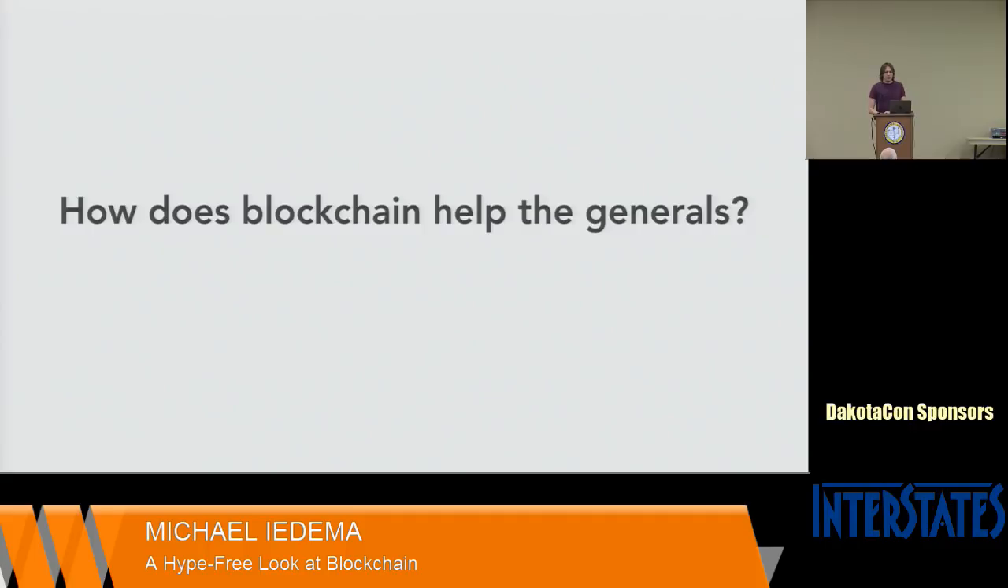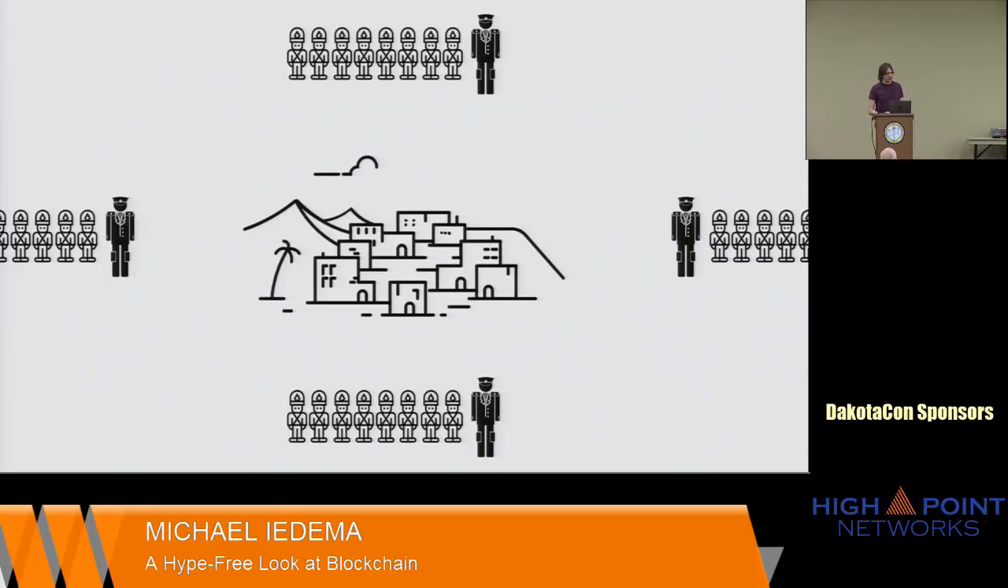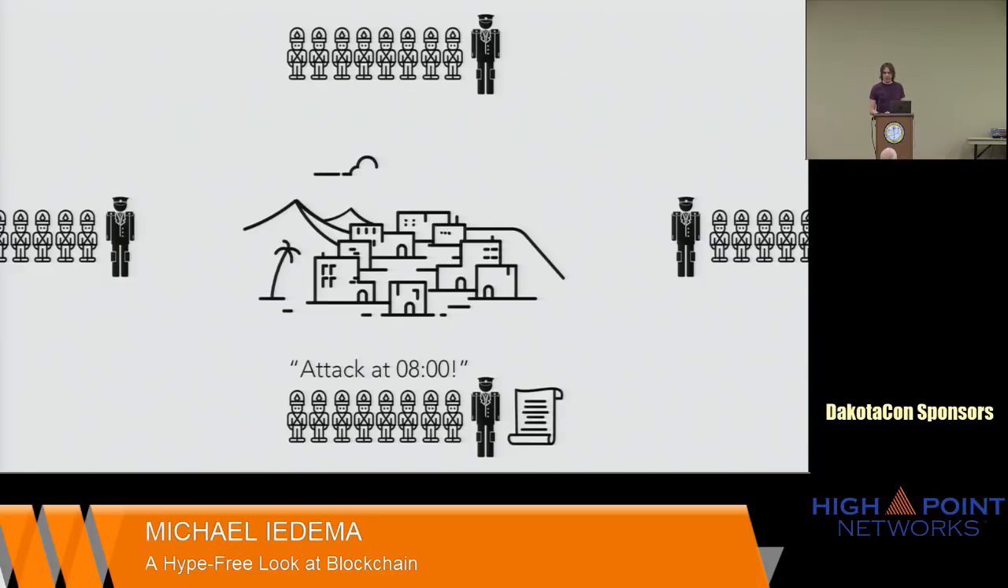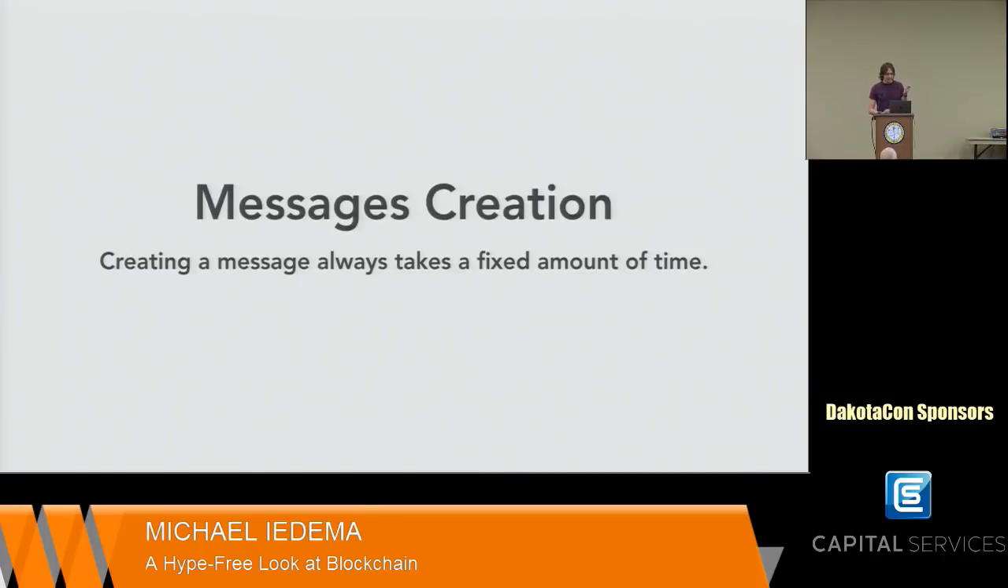How does blockchain help these generals? How do we make an analogy to what blockchain does to what this general problem is? Still have the generals, they still have different plans. First guy writes his message, says, we're going to go at 8. Now the thing we have to change is how the messages are created.